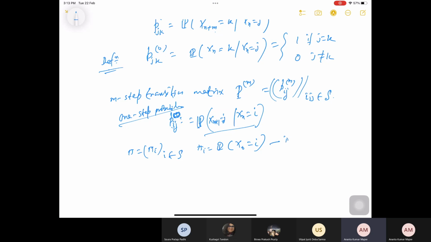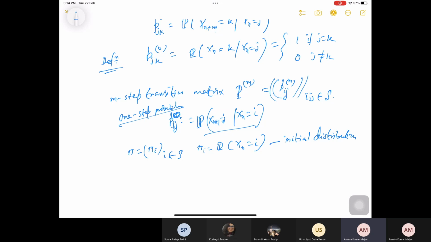This is called the initial distribution because you have the sequence X_0, X_1, X_2, and so on. X_0 also will take maybe 0, 1, 2, 3, and so on in the state space. Then we want to know the probability that X_0 is equal to i. That I denote as π_i. That is called the initial distribution, how the initial state is distributed.